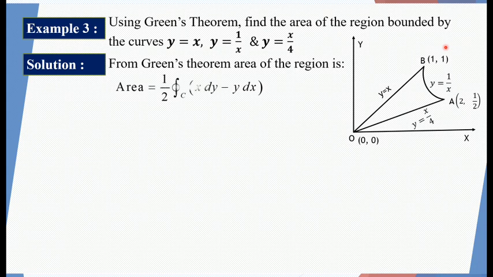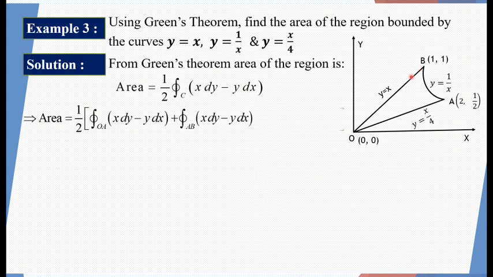So from Green's theorem, the area of the region is area equals 1 by 2 times the circular integral over C of x dy minus y dx. This is the standard formula. So this is the line integral. So we can write it in terms of these three lines, two lines and one curve. That is, area can be written as 1 by 2 times the circular integral for OA plus AB plus BO.